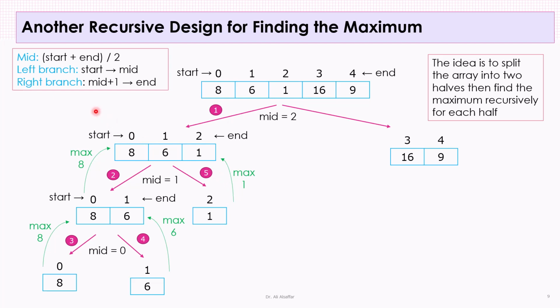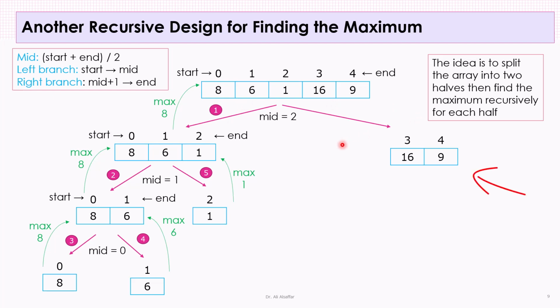And finally, at this stage, at this level, when we call this method on the first and second half, now we have returned two values. And the maximum of these two values, 8 and 1, is equal to 8. And finally, for the first call, we have finished calling the methods on the first half. And now we need to continue and call the method on the second half.